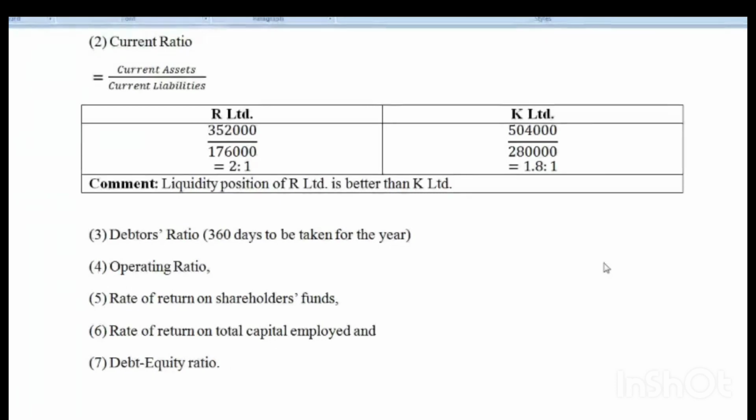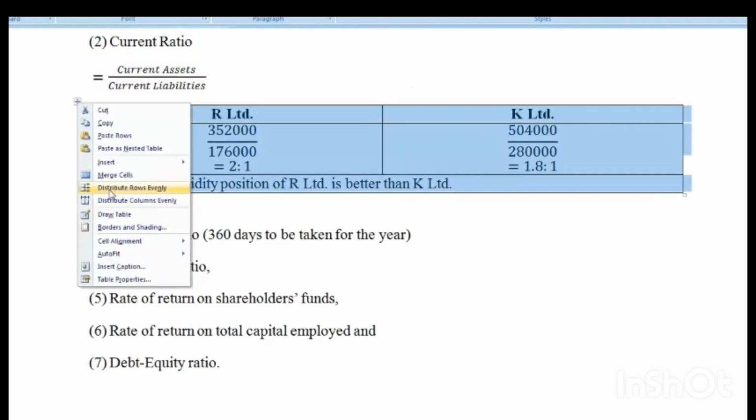In the same way, in comparison to 1.76 the current assets of R Limited, and in comparison to 2.80 the current assets of K Limited, we can see the liquidity position of R Limited is better than K Limited. These things we can conclude with the help of this.